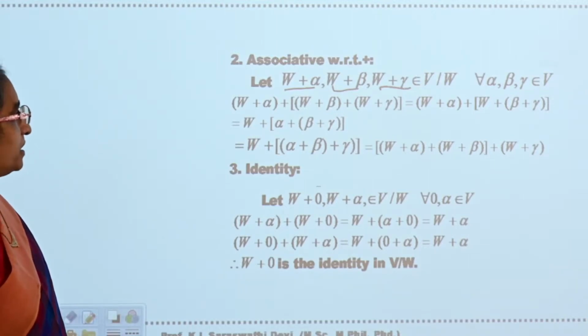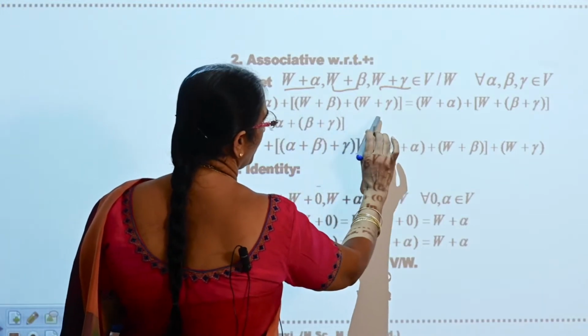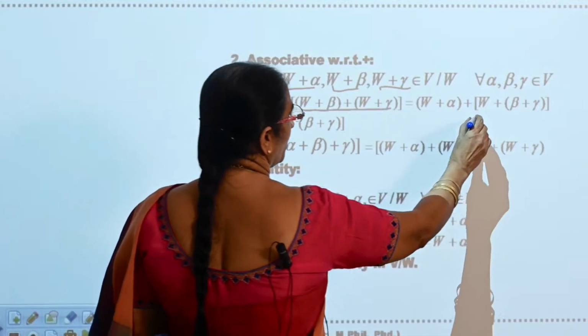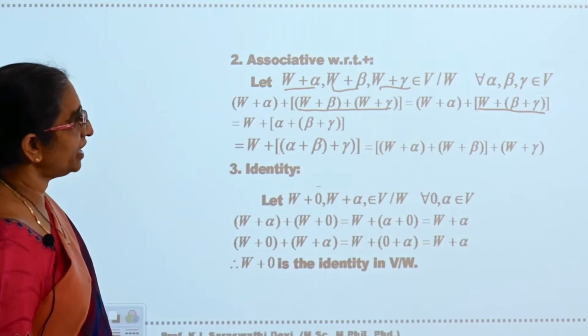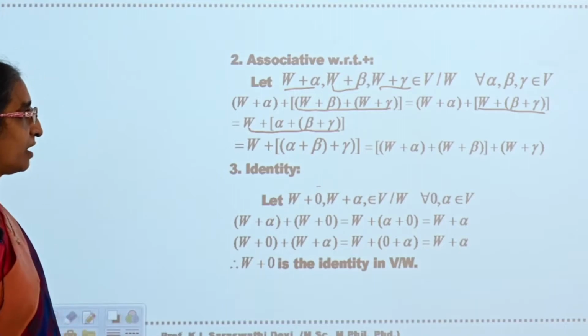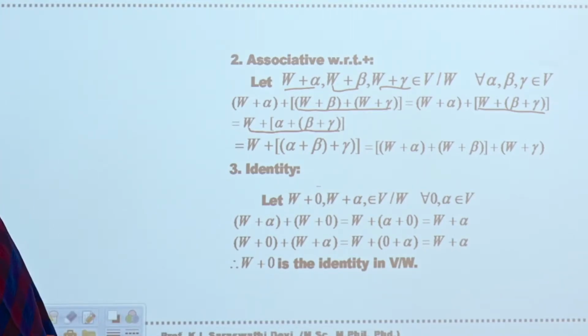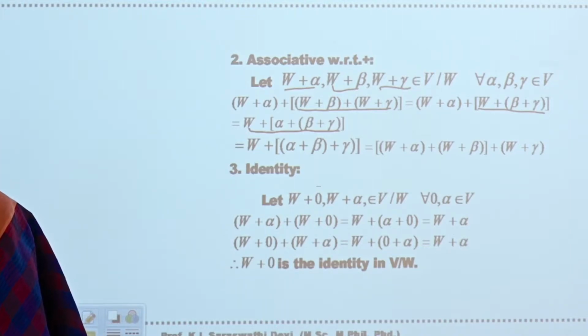Now consider (W plus alpha plus W plus beta) plus W plus gamma. According to the definition, this will be W plus alpha plus beta, plus W plus gamma. Again apply the definition. This will be W plus (alpha plus beta) plus gamma. Now where are alpha, beta, gamma? They are in V. V is a vector space. Therefore associativity is satisfied in V.